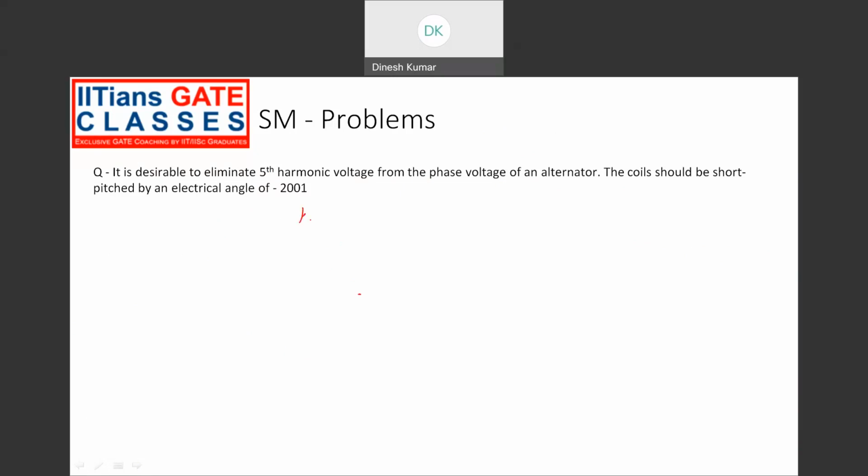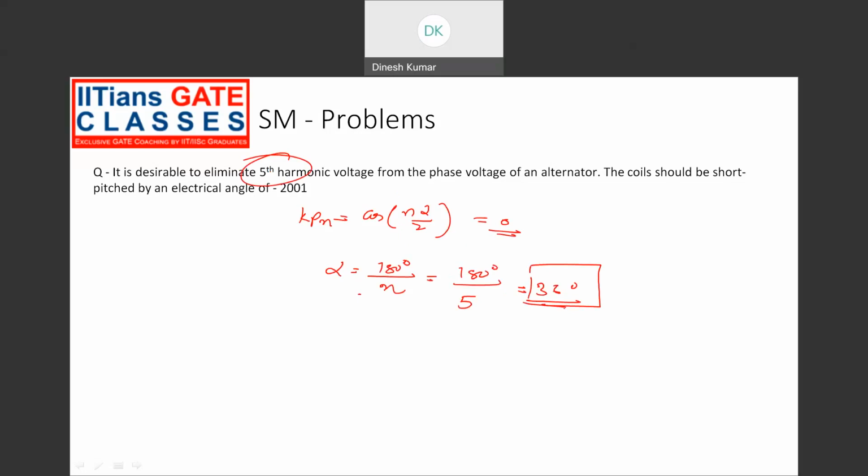So we know that the pitch factor Kpn equals cos(n alpha). When this becomes zero, that particular harmonic will be eliminated from the induced EMF. So alpha will be 180 degrees by n. They want to eliminate the fifth harmonic, right? So it is 180 degrees by 5. So it is 36 degrees. So the coil should be short pitched by an angle of 36 degrees to eliminate the fifth harmonic voltage from the phase voltage of an alternator.